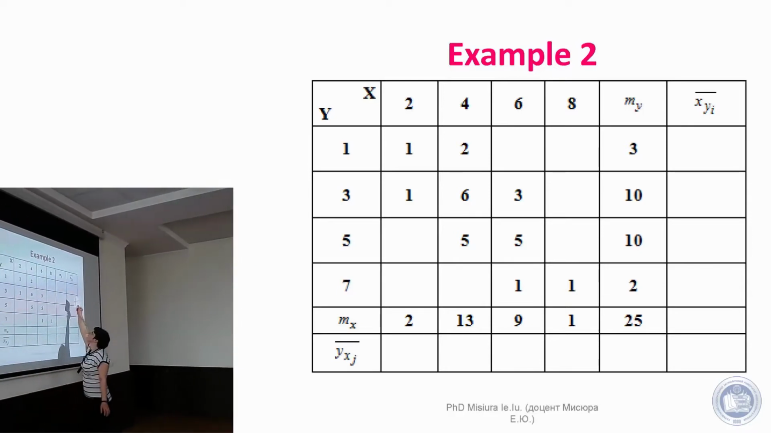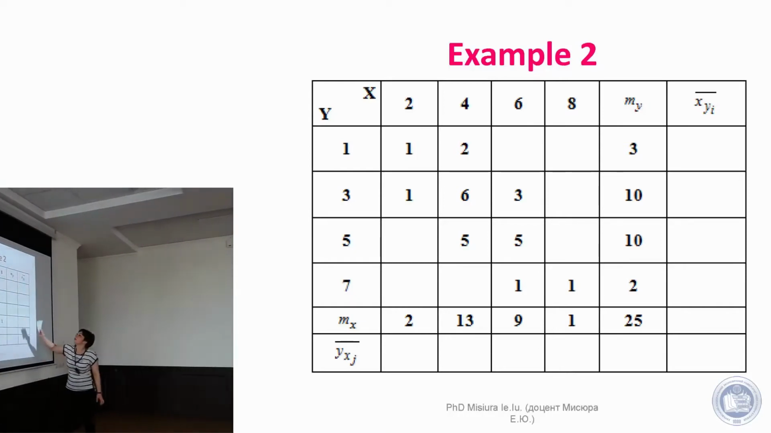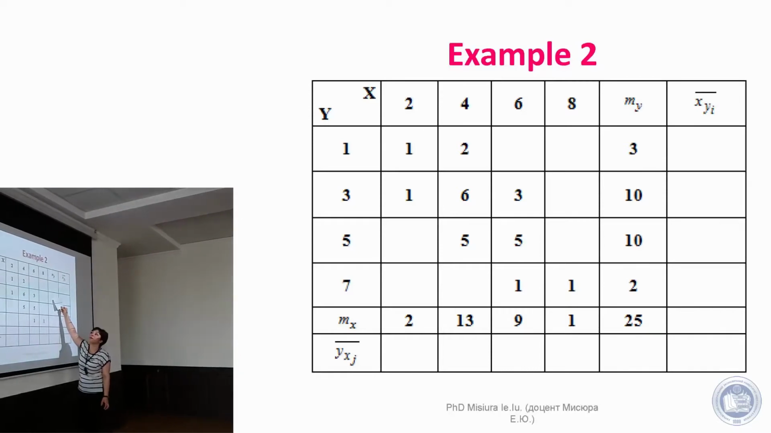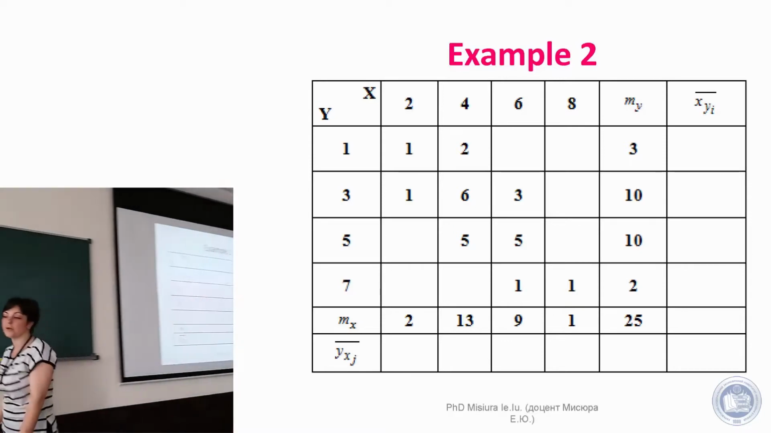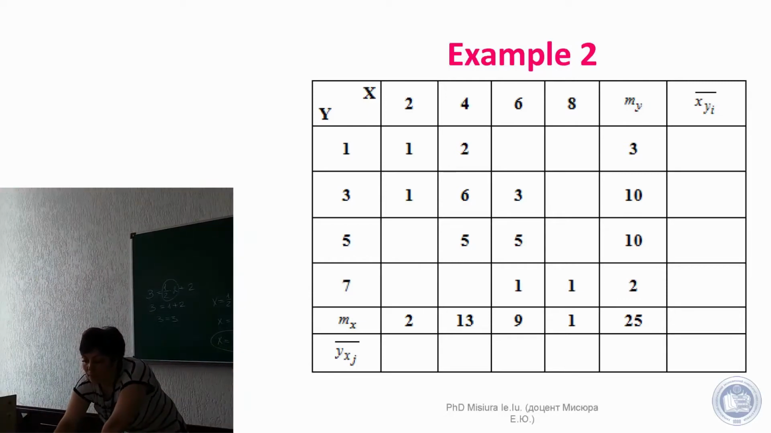Now, students, let's take this column, which is called my. 3, next, 10, and 2. Let's check, is it 25 or not? Because the total number of elements equals 25. Do you agree or not?